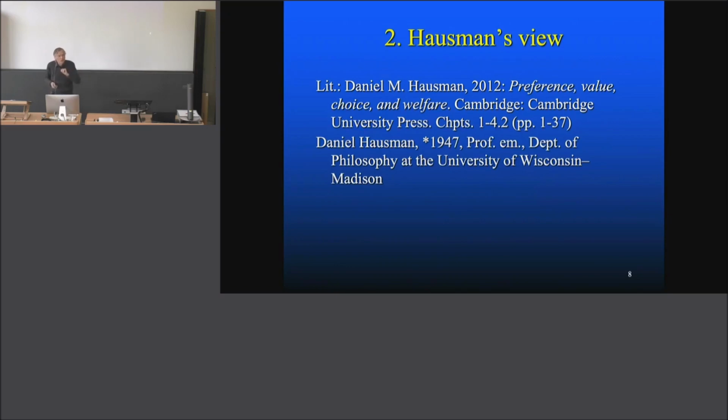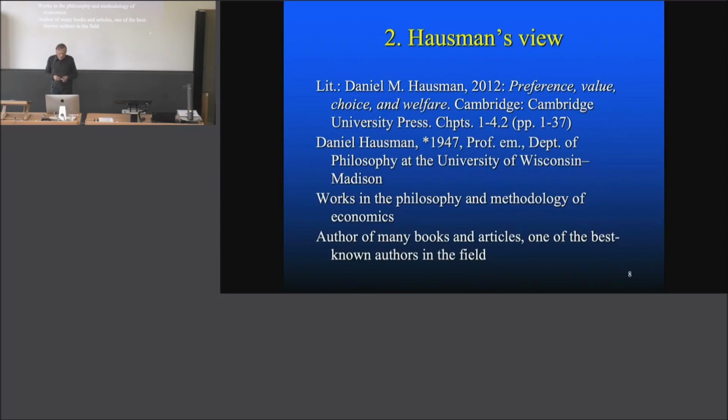So now we come to Hausman's view. Hausman's view here, this is in a book, especially Preference, Value, Choice, and Welfare. It's much discussed. Daniel Hausman is an older gentleman, Professor Emeritus, Department of Philosophy at the University of Wisconsin-Madison. He works in philosophy and methodology of economics, and he's the author of many books and articles. He is one of the best-known authors in the field. He's probably the most famous living one in philosophy of economics.